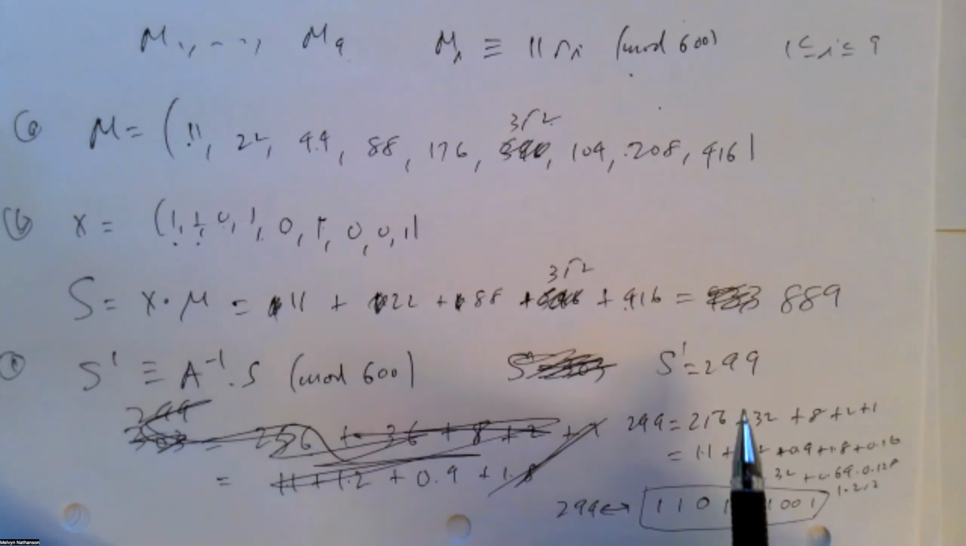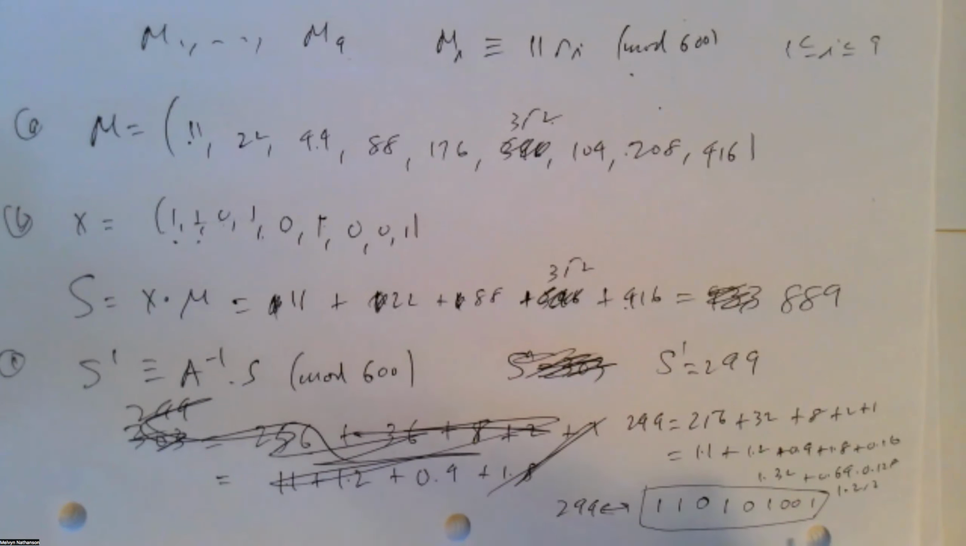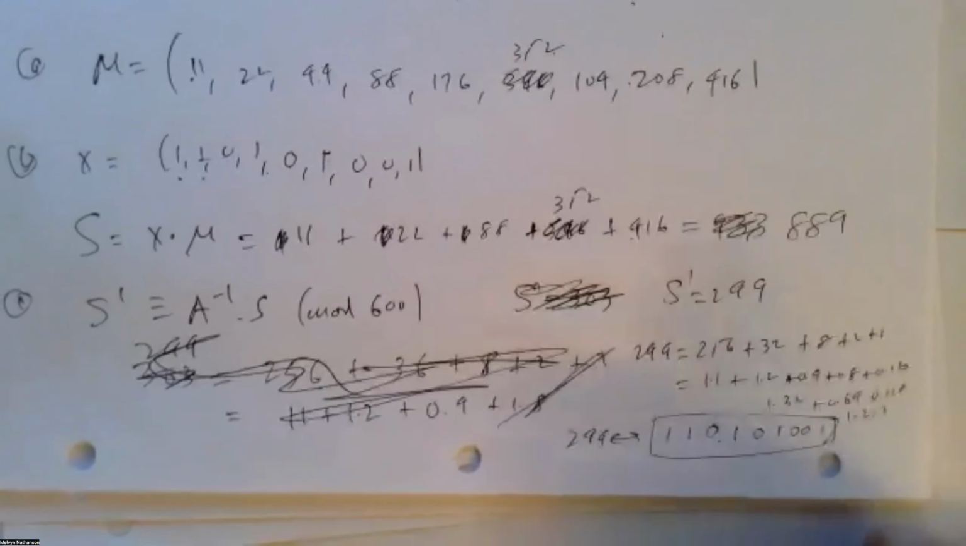So S prime was 299. And in terms of the original super increasing sequence R, that corresponds to this binary string. 1, 2, 3, 4, 5, 6. Can you scroll up? Is that correct? Yes, that's great. Thank you. I just check with the R, if they take the R and the given sequence X, I just multiply it to check 299. Right, good.